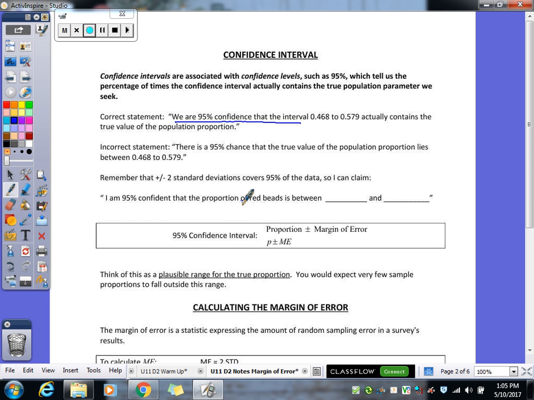You cannot say that there is a 95% chance that it's in there, because that's not what you're saying. You're not saying what is the probability that it's in there. You're stating that with 95% confidence, your true proportion is going to be somewhere in that range. And as he was saying, by going out 2 standard deviations, the chances that it's actually in there is very high.